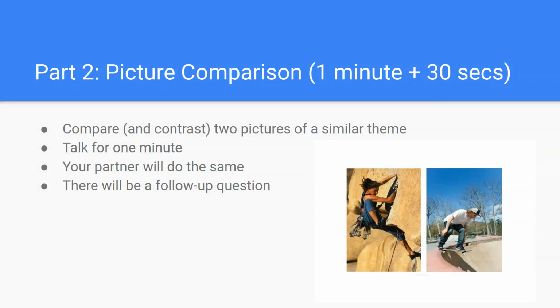Then the roles are reversed and the second candidate is given 2 pictures with a similar theme and asked a question and to speak for a minute, and after which the first candidate will have 30 seconds to follow up.